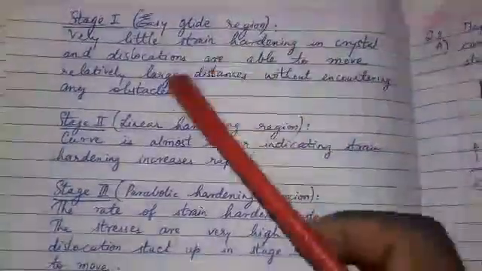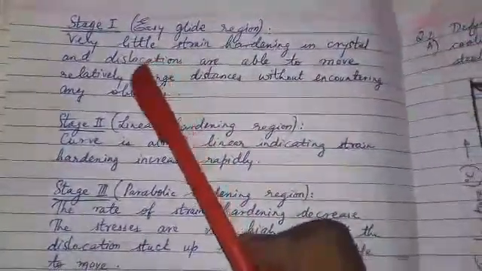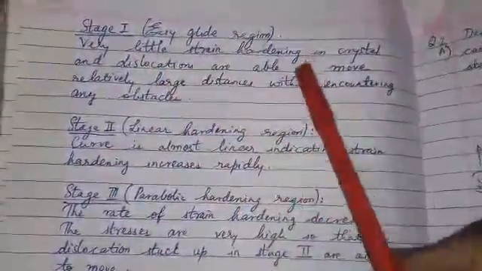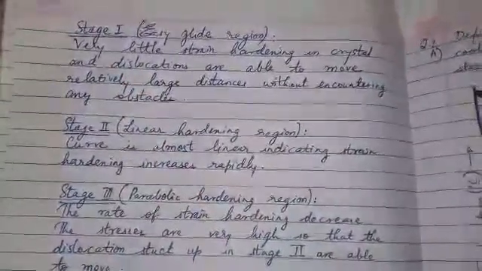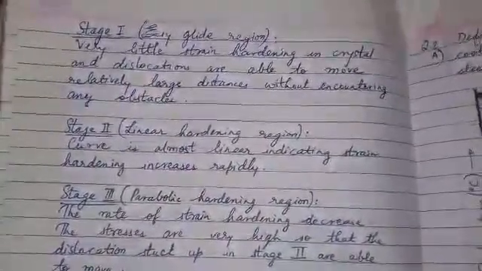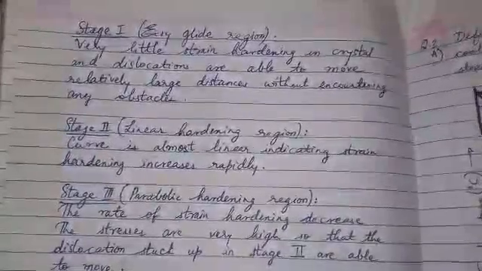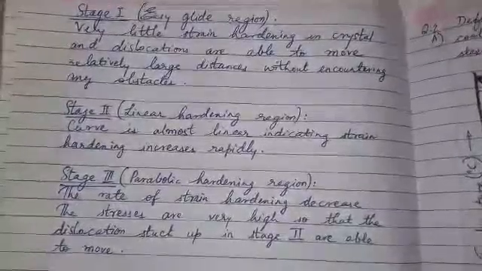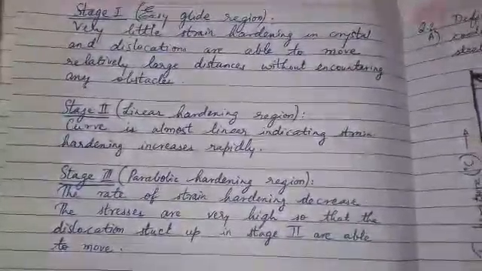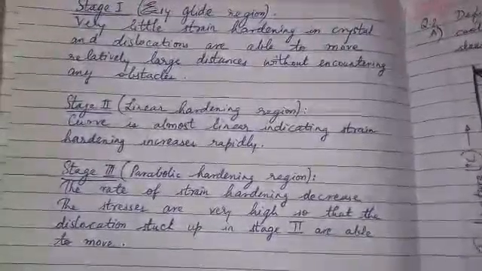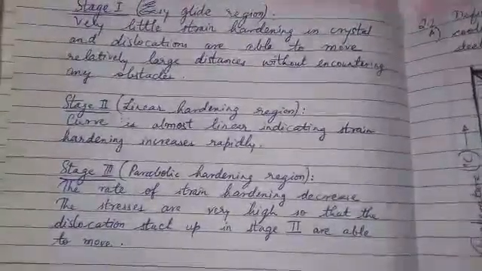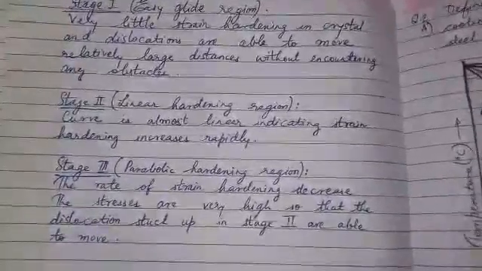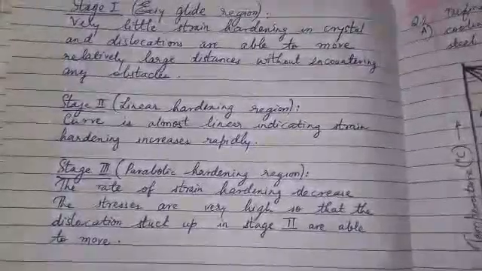Stage 1, which we have seen over there, is the easy glide region, with very little strain hardening in the crystal, and dislocations are able to move relatively large distances without encountering any obstacles. Stage 2, linear hardening region: the curve is almost linear, indicating strain hardening increases rapidly. Stage 3, parabolic hardening region: the rate of strain hardening decreases, the stresses are very high so that the dislocations stuck up in stage 2 are able to move.